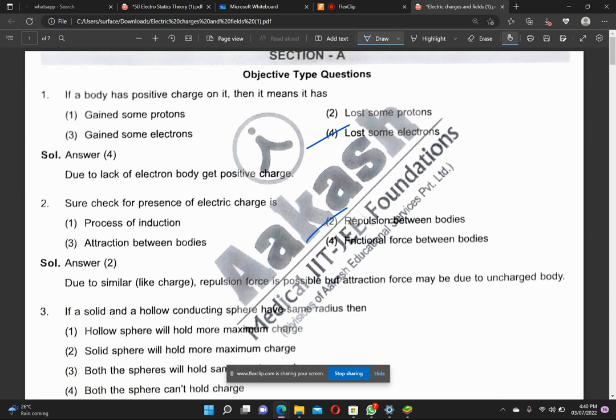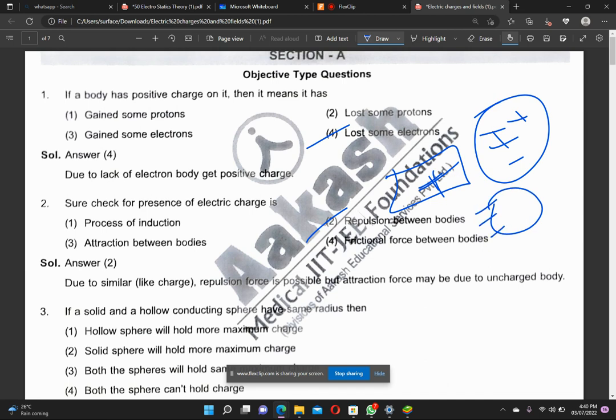Because of attraction, there is the process of induction. We know what the process of induction is. If you bring a charged body, suppose this is a positively charged body and this is a neutral body which has all plus, minus, minus, plus charges, what will happen? You will see here all negative and here all positive. That's nothing but induction.